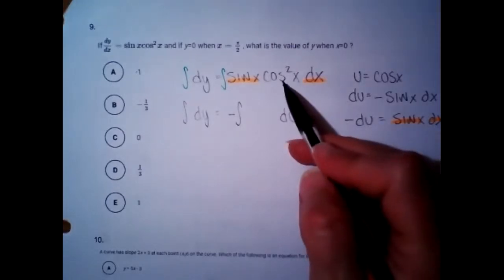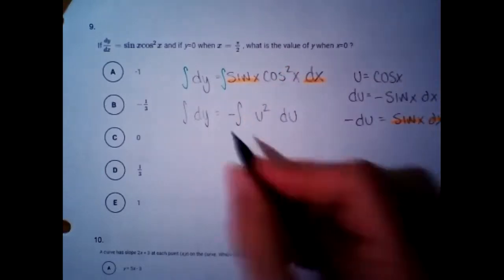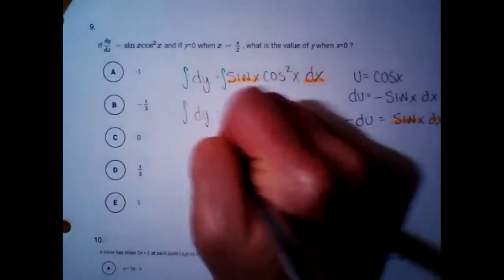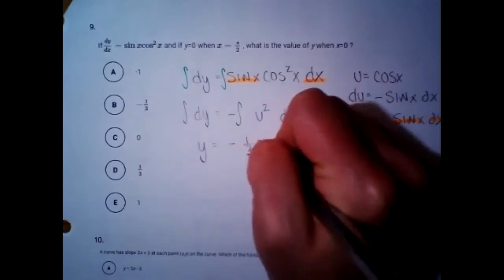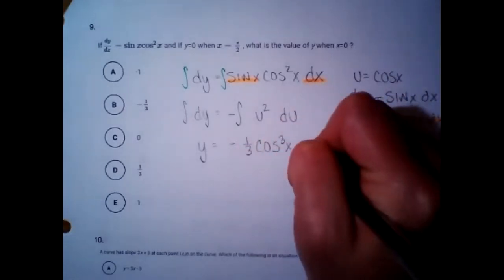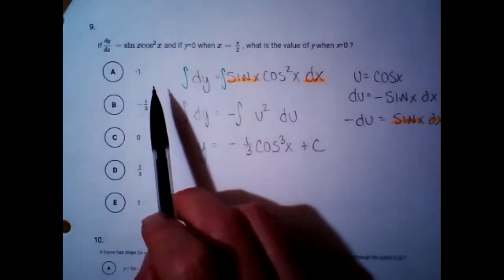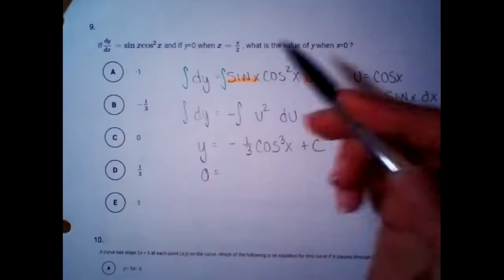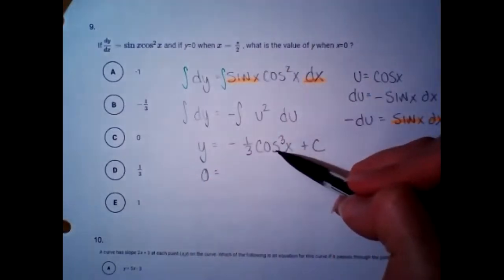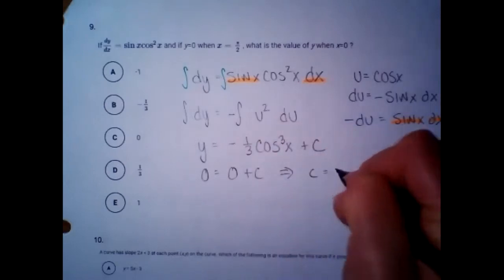So what's still there is cosine squared, which in this case would be u squared. And so doing the antiderivatives, we're going to get y equals -1/3 u cubed, which would be cosine cubed, and then plus c. And then I think they wanted us to plug, oh, here's the initial condition. Y is 0, so this is going to be 0 equals, and x is pi over 2. Cosine of pi over 2 would be 0, and then 0 cubed would still be 0, and times -1/3 would still be 0, so we get c is nothing.